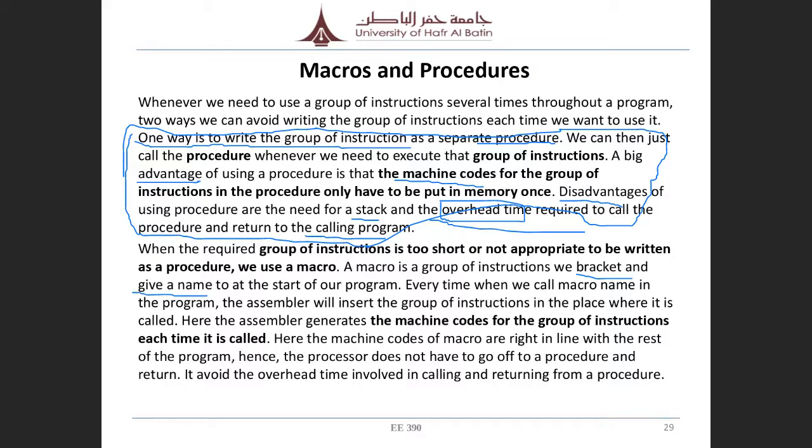Every time we call the macro name in the program, the assembler will insert the group of instructions in the place where it is called. Here, the assembler generates the machine code for the group of instructions each time it is called. That means what is the difference here in macro?